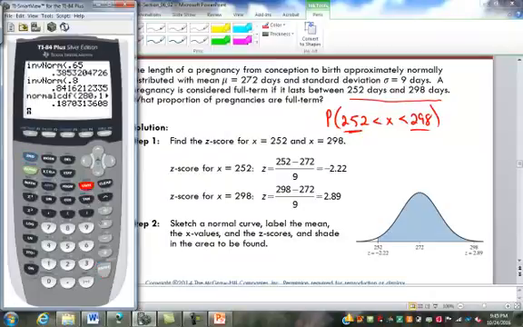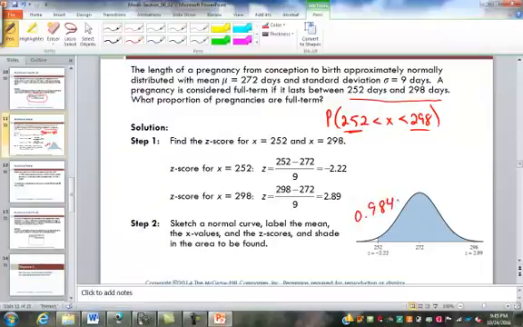Second, distribution, normal CDF, 252, comma, oops, 252, not 0. 252, comma, 298, comma, I do still have to put in my mean, 272, comma, and standard deviation of 9. Now, if you're doing the stat wizard, the mean and standard deviation would still be in there from the last problem. But we're going to enter here since we're using the brute force command. So I get 0.9849 is the probability of being in between here.